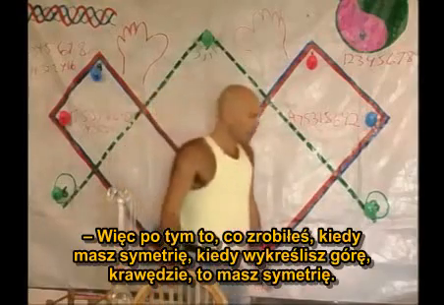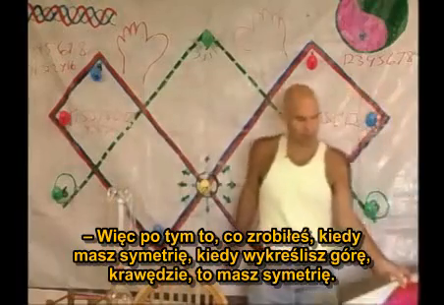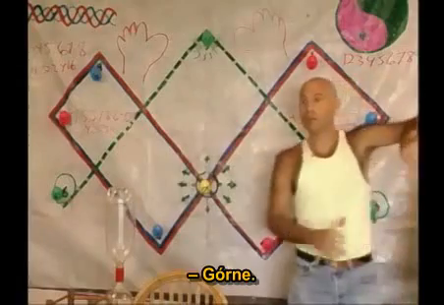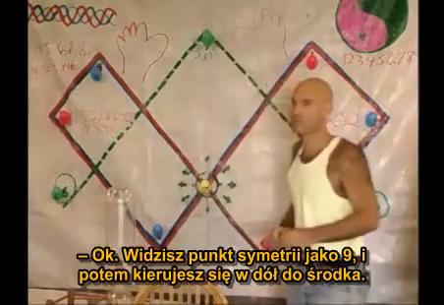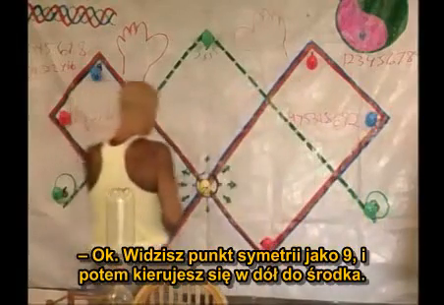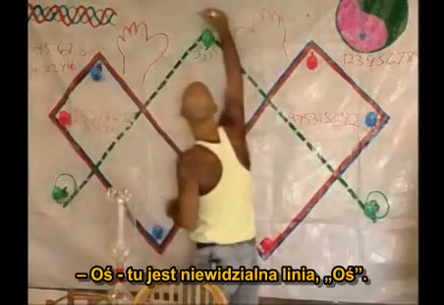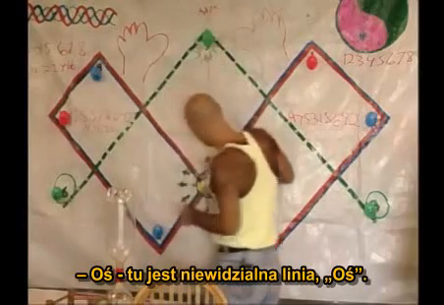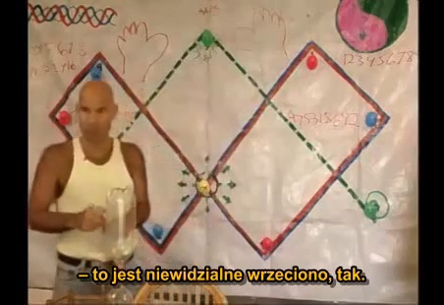So what you've done, when you have symmetry, you drop the top off, the edges off. The point of symmetry is the 9 and down to the middle. This is the axis. There is an invisible line, the axis, and there's your symmetry. It's an invisible spindle.